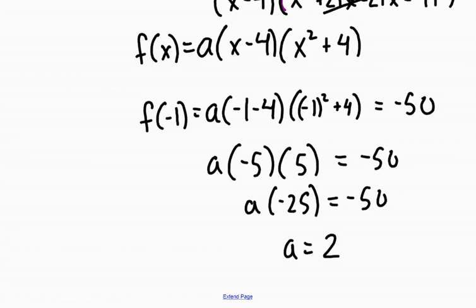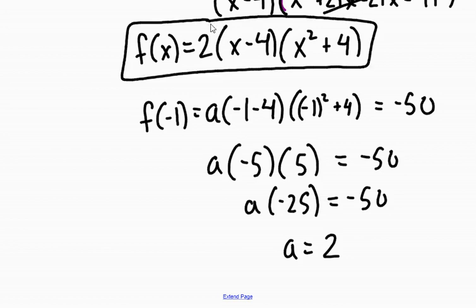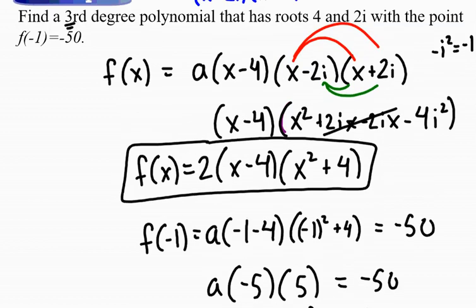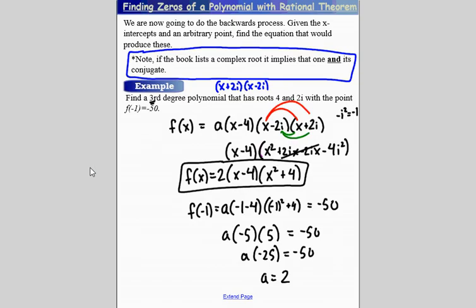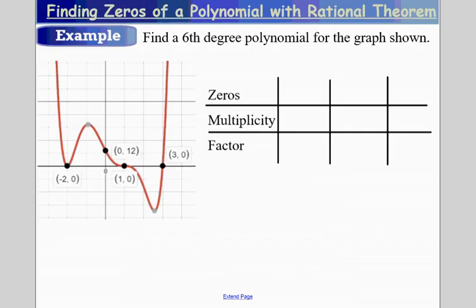So that means the equation that fits all of the statements would be 2 times (x minus 4) times (x squared plus 4). There's one in the homework just like that, so use this example to guide you with the one in the homework. We're going to work one more, and this is similar to one that I would ask on an assessment because it's a key idea.